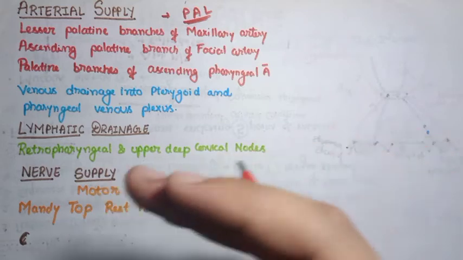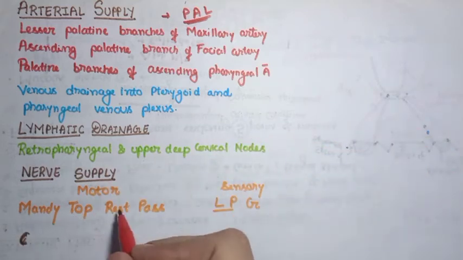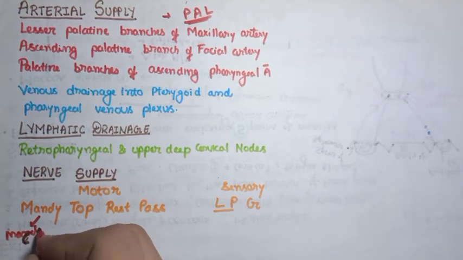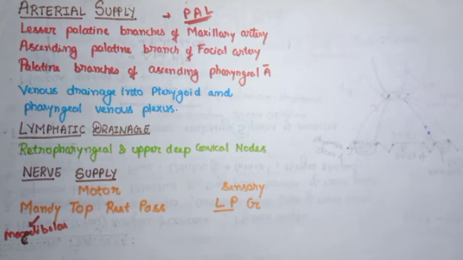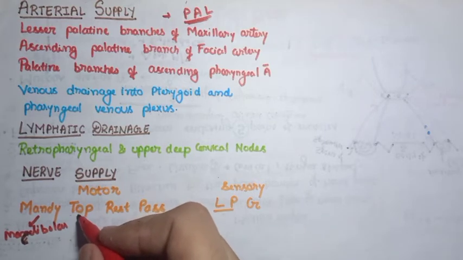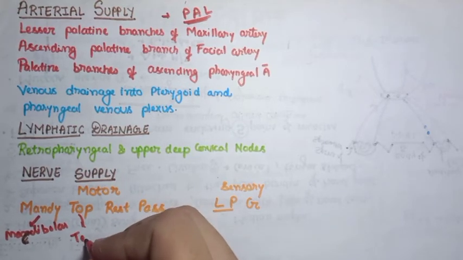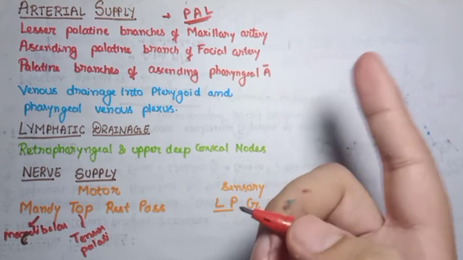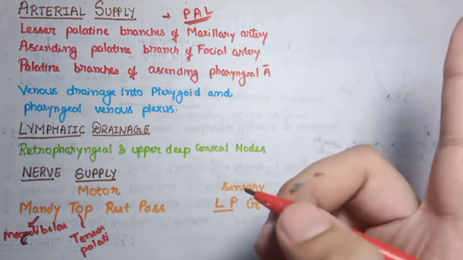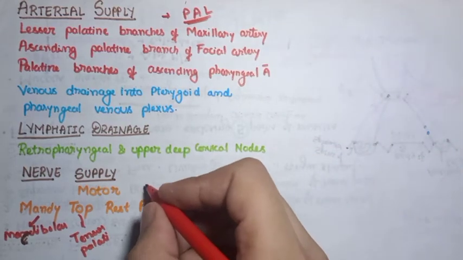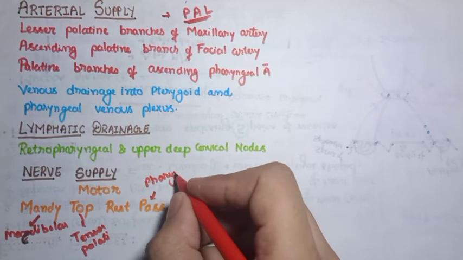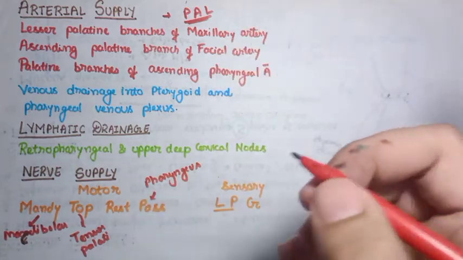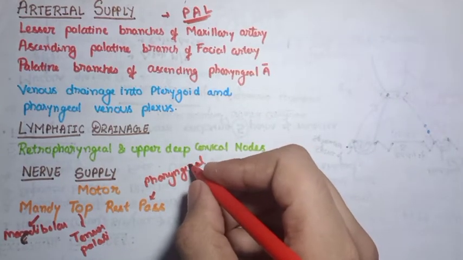Motor, the trick to remember is: Mandy top in the class while the rest pass. Mandy stands for mandibular nerve, which is a branch of trigeminal. Mandibular top means mandibular supplies the tensor muscle, that is tensor palati, while the rest of the muscles, that is the levator palati, palatoglossus, palatopharyngeus and the musculus uvulae, are supplied by the pharyngeal plexus, which is formed by the cranial root of accessory, which I have already discussed in the brain part. Pharyngeal plexus.